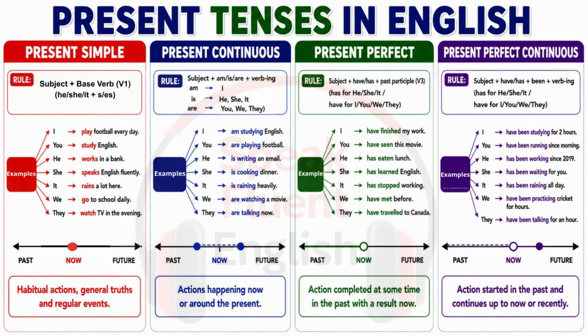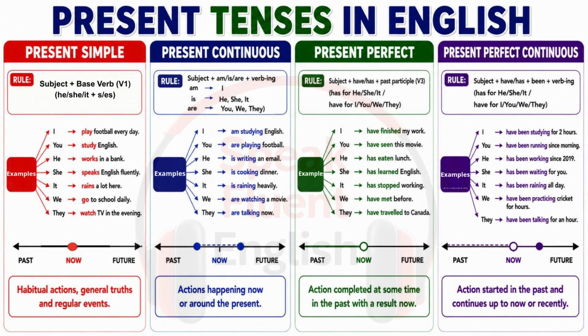Now, present perfect. We use the present perfect for actions completed at some time in the past with a result in the present. The rule is subject plus have or has plus past participle, also called verb 3 or V3. For example, I have finished my work.